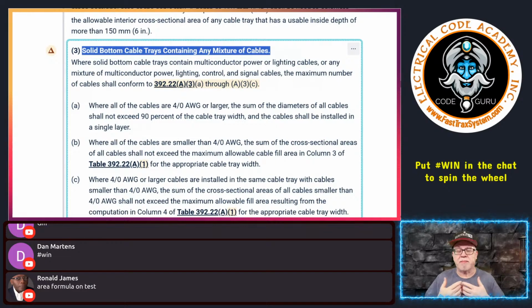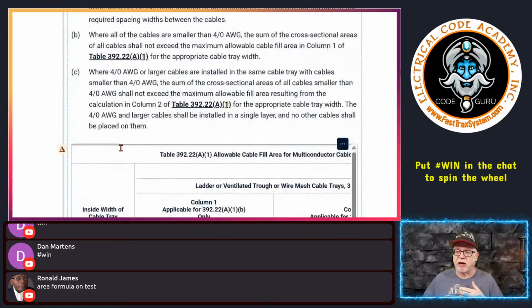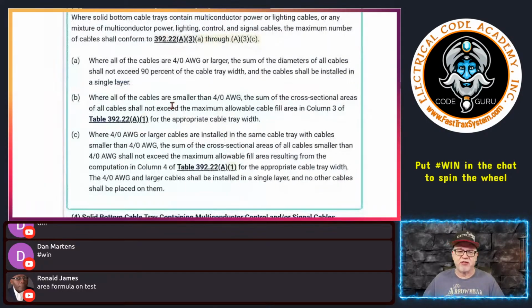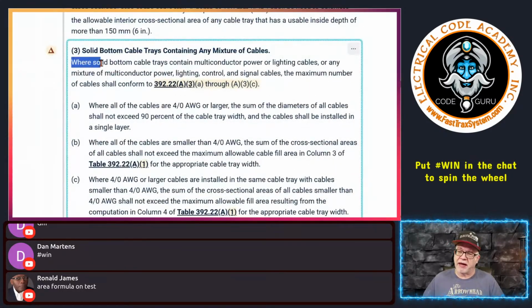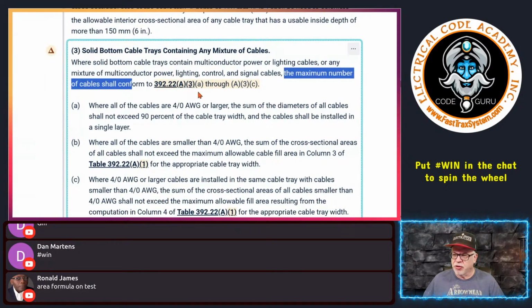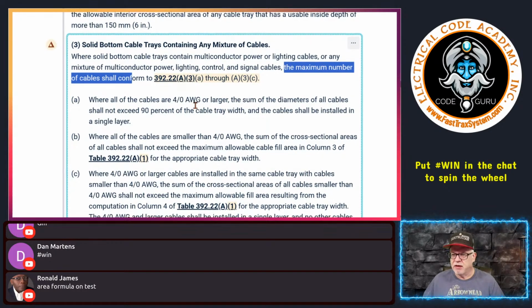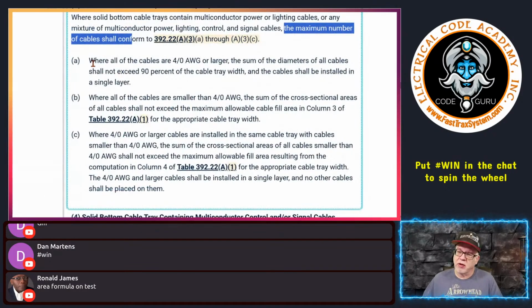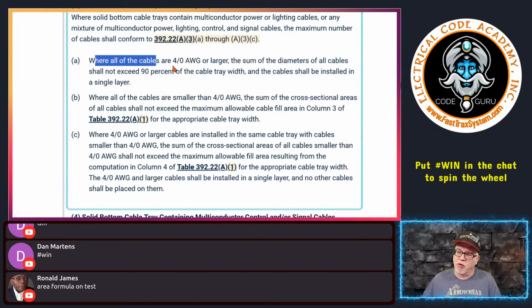So again, that's going to have an impact on the conductors, and on how we can put those conductors in, or what size of tray or the number that we can put in there. Okay, so it says where a solid bottom cable tray contains multi-conductor power or lighting cables, or any mixture of multi-conductor power, lighting, control, and signals, so they're all intermixed in there. It says the maximum number of cables shall conform to 392.22(A)(3)(a) through (A)(3)(c). Okay, so in this case, it says where all of the cables are 4/0 and larger.